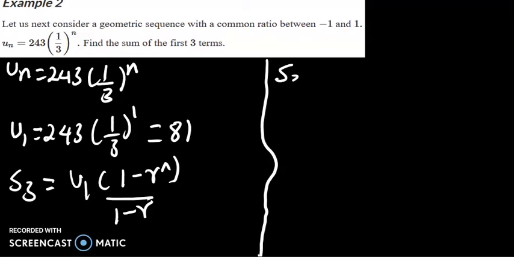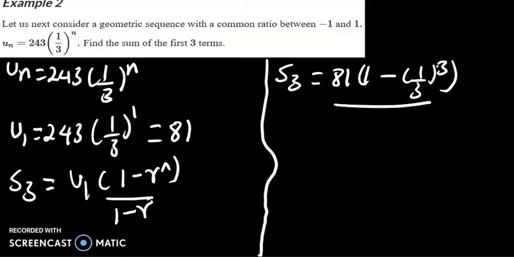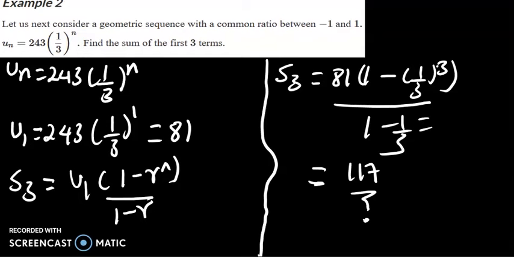So that will be 81 times 1 minus 1/3 to the power 3, divided by 1 minus 1/3. If you calculate this on your calculator, what you will get is 117. Or you can simplify it if you want. This is 2/3, this is 1/27. Yeah, you can do it like that, or you can use a calculator.